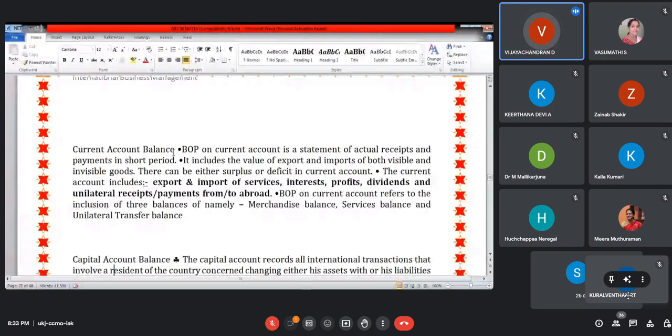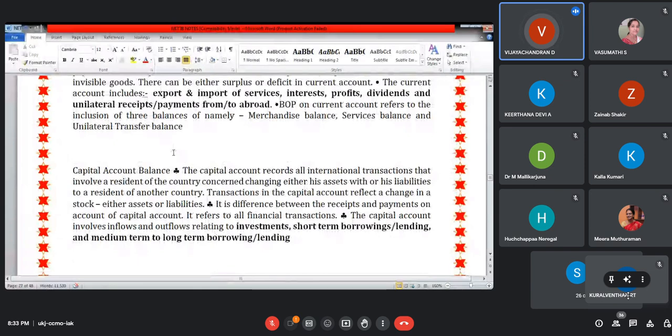Next, I'm moving into the capital account. In the case of capital account, it records all the transactions that are relevant to the assets or the liabilities. For your easy understanding, the lending, the investment, the borrowings. So those things come under capital account. But in the current account, I told, all the trade items will come under the current account. Again, why I'm repeatedly saying this: these are all things that will be displayed in your question paper. So these are all very, very important.